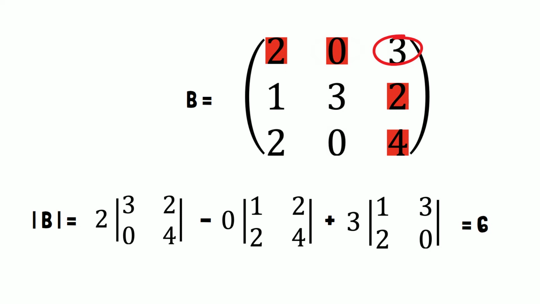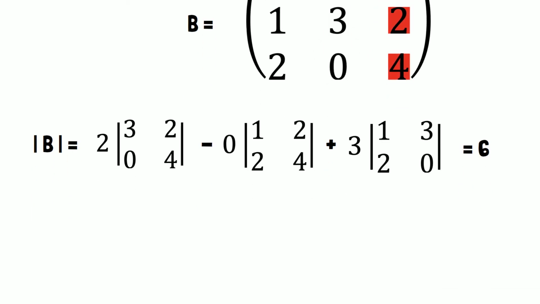Let's look at the first part. This determinant is calculated as 3 times 4 minus 0 times 2, which is 12. 2 times 12 is 24, so the first part is 24. The second part is easy because we don't have to calculate it, as anything multiplied by 0 is always 0. The last part is calculated as 1 times 0 minus 2 times 3, which equals minus 6. 3 times minus 6 is minus 18. The final solution of the determinant of B is therefore 24 minus 0 plus minus 18, which equals 6.